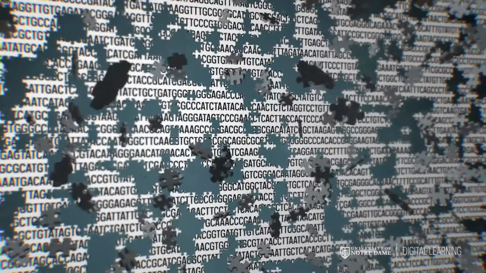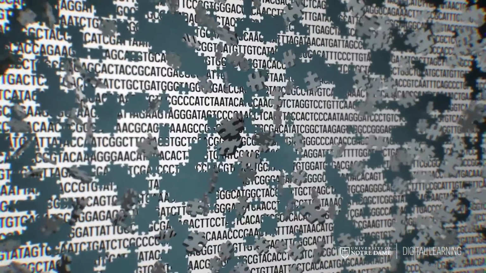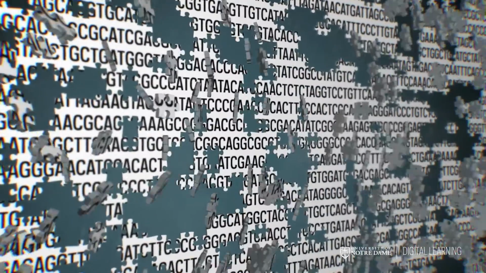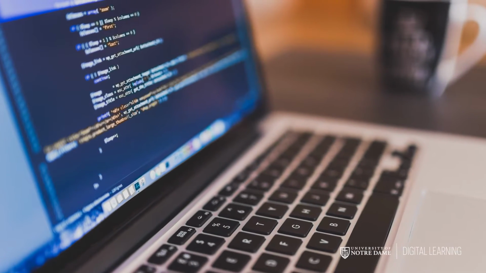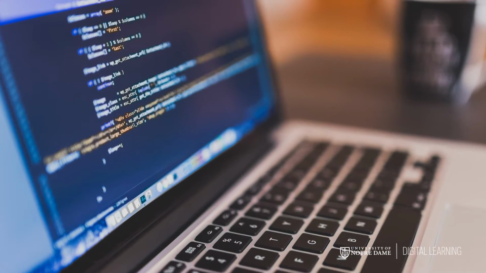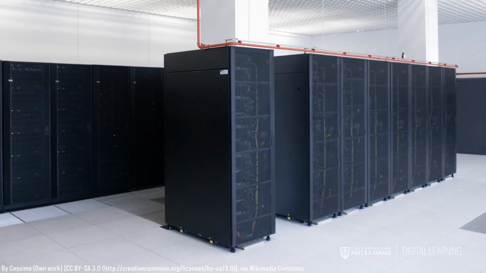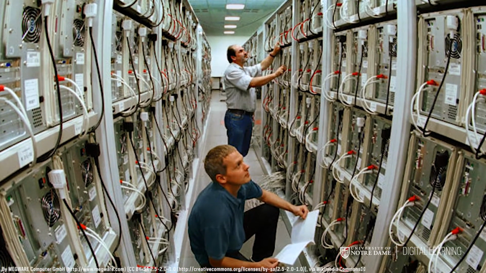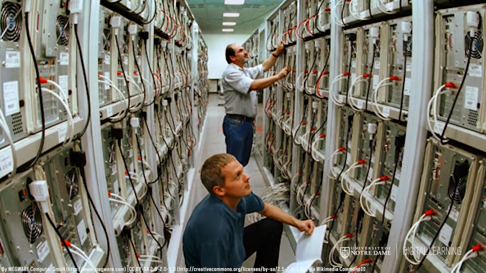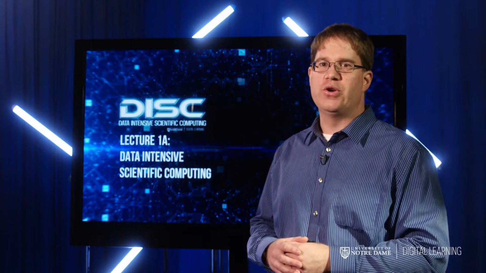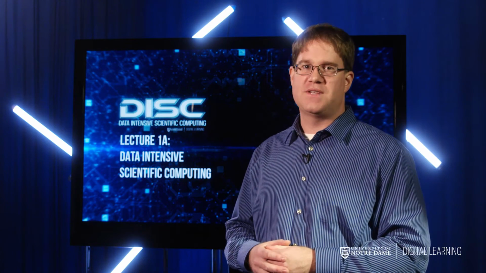This process is known as genome assembly, and it is not unlike assembling a jigsaw puzzle that has millions of pieces. If we attempted to perform this assembly on a single computer, it would take years just to assemble a single genome. Instead, we can parallelize the task across thousands of computers and complete the task in minutes instead of years. That's data-intensive scientific computing.